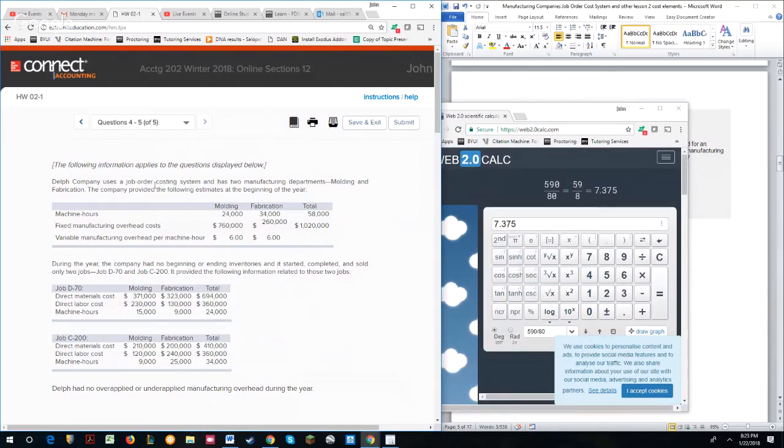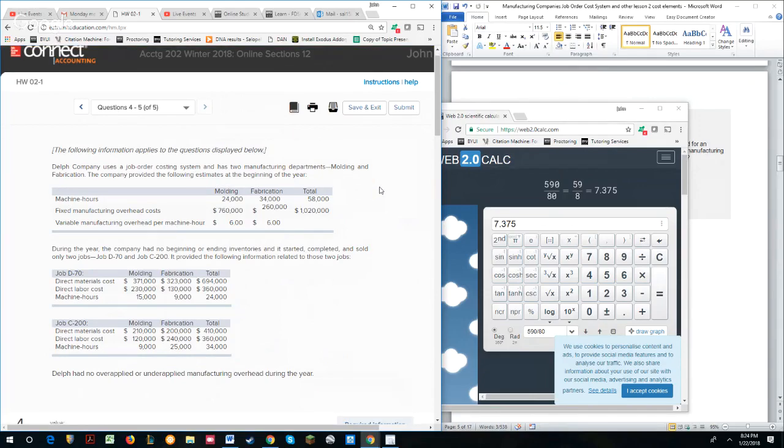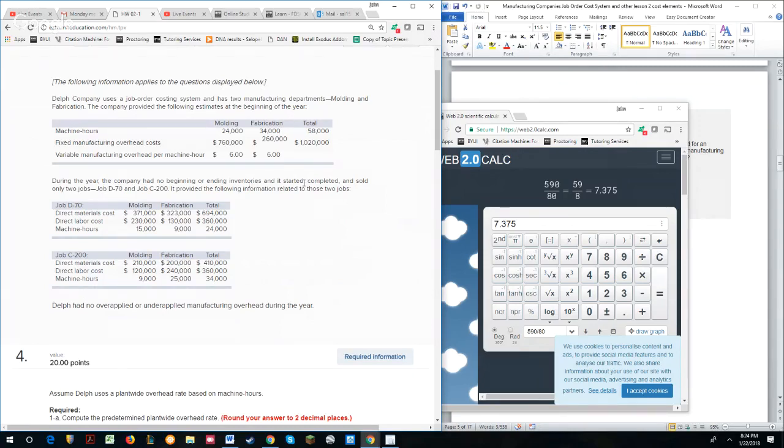Yeah, that sounds good. Delphi Company uses a job order costing system and has two manufacturing departments, molding and fabrication. The company provided the following estimates at the beginning of the year. So all this stuff, machine hours, fixed manufacturing overhead. During the year, the company had no beginning or ending inventories, and it started, completed, and sold only 2 jobs, Job D70 and job C200. It provided the following information related to those 2 jobs. Delphi had no over-applied or under-applied manufacturing overhead during the year.